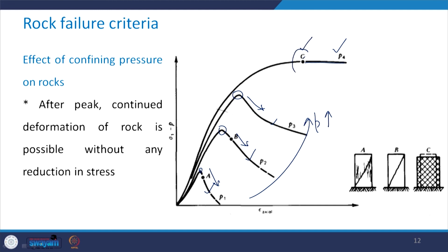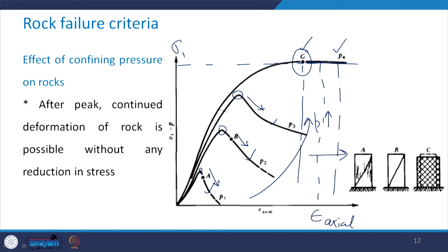That means C is the point, kind of a peak, and beyond this the continued deformation of the rock is possible without any reduction in the stress. So if you just take more or less here, the stress level is more or less constant and continuously you can see that the strain is increasing. Here it is epsilon axial and this is sigma 1 minus P. So continuously strain is increasing without any reduction in stress.